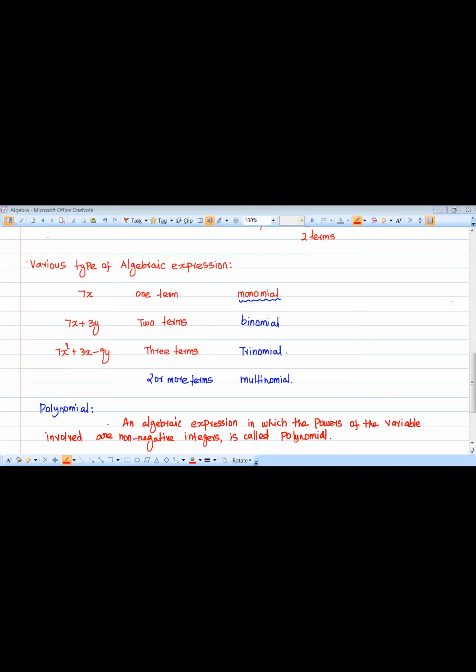Polynomial is also for two or more terms? No, even one term is also there. That is a polynomial. Many students make a mistake in saying the definition of a polynomial. They say that two or more terms in an algebraic expression is called a polynomial, but that is incorrect. Even one term is also called a polynomial. Got the point?